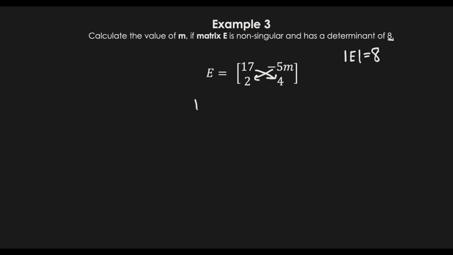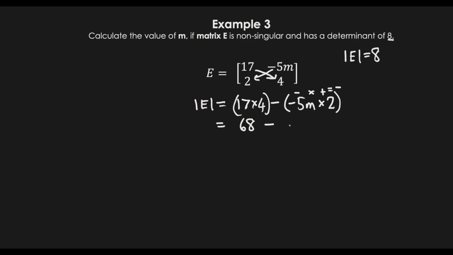So once we do that, we know that the determinant of E can be represented as 17 times 4. Remember our brackets. Take away negative 5m times 2. So what's 17 times 4? 17 times 4 would give us 68. Then we'll end up with 68 minus, now negative 5m times 2. We have a negative here times a positive value. So negative 5m times positive 2 would give us a negative. So we have here negative, then 5 times 2 is what?